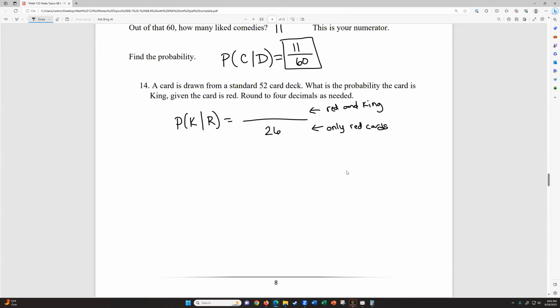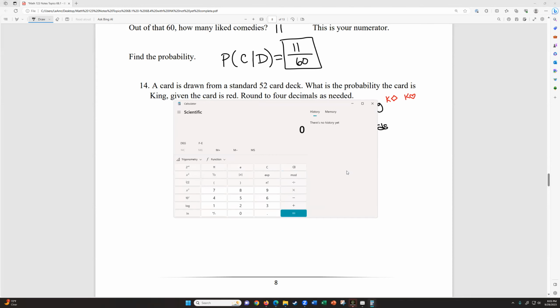There are 2 red kings in a deck of cards. There's a king of diamonds and a king of hearts. So these 2 are the only 2 that meet both conditions. There's 2 cards. So out of the red cards, there are only 2 kings. So that would reduce down to 1 out of 13 if we wanted a fraction, but they want us to go to decimals. So you can either just divide 2 divided by 26, or you can divide the reduced part, 1 divided by 13, to 4 decimal places, which gives 0.0769.